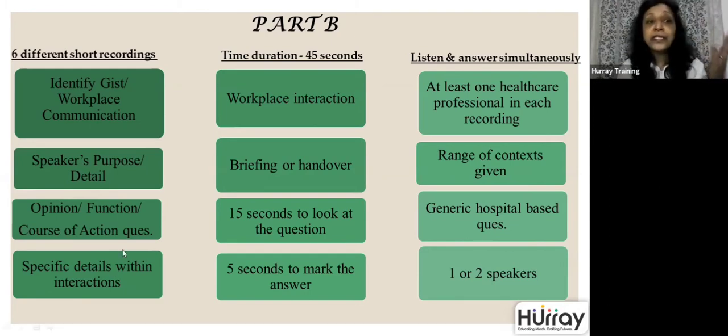You also listen for opinions and functions. What is the opinion one nurse or one doctor is saying? One doctor may say, okay, this is my opinion about this patient. Another person may say something different. Maybe some discussions on the opinions. Function, what is the role of this doctor in the patient's treatment?